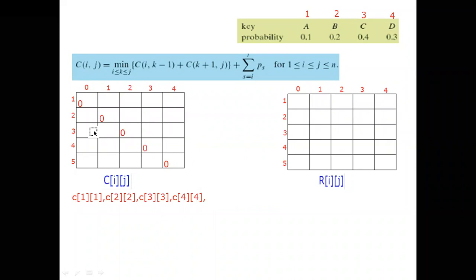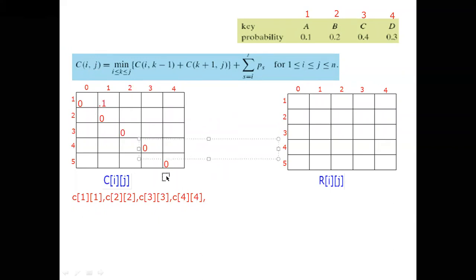Now I will fill those values. How to fill? It's very simple. C of 1 1 is the first value. What is the meaning of C of 1 1? Both are 1. That means we are only considering one key at a time. Which key? Key number 1. I hope it's clear. What is the probability? It is 0.1. That is the answer I should write for 1 1. I will write that answer, 0.1. Right?